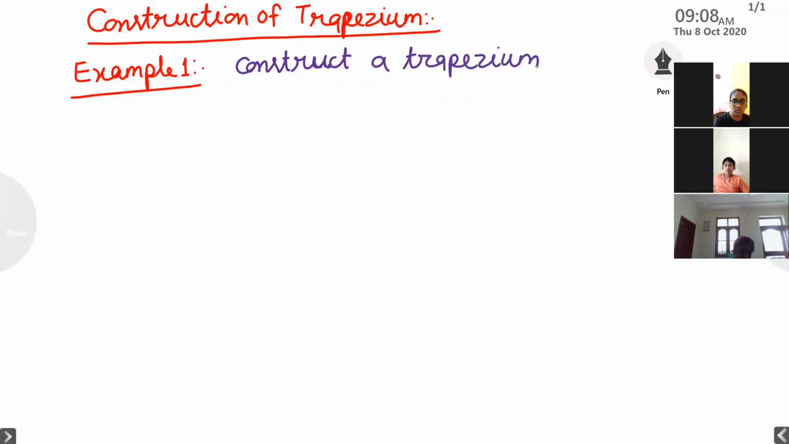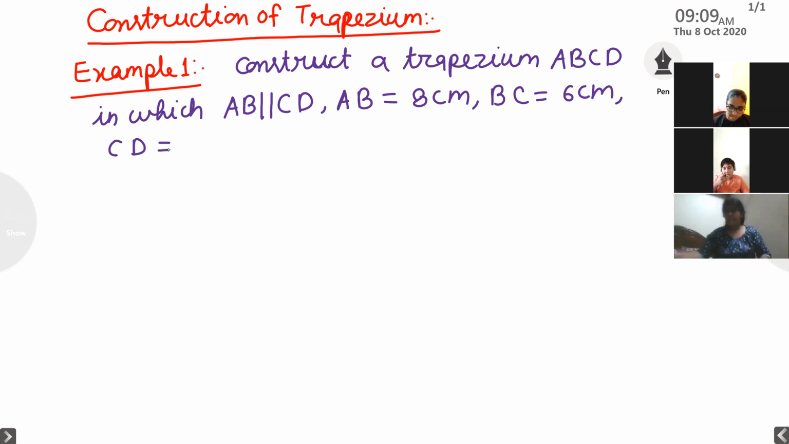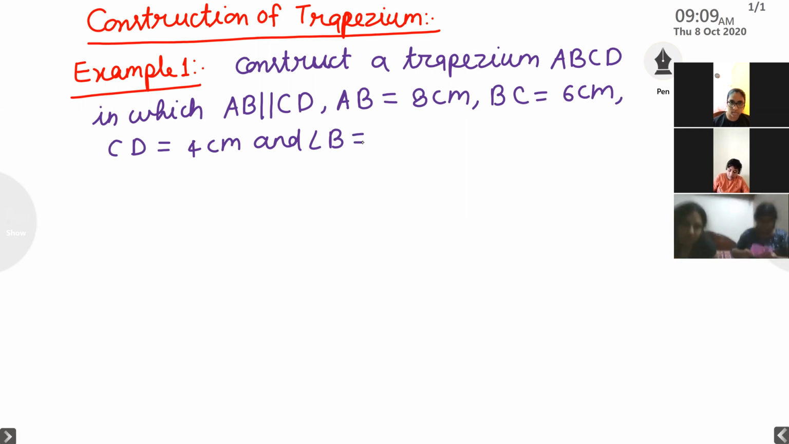Construct a trapezium ABCD in which AB is parallel to CD, AB is equal to 8 centimeter, BC is equal to 6 centimeter, CD is equal to 4 centimeter and angle B is equal to 60 degree.